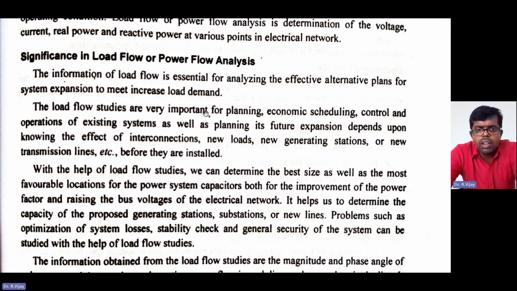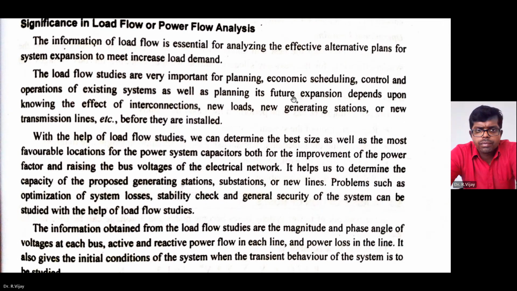Next, control and operations of the existing system, as well as planning for future expansion, depend on the effect of interconnection. Okay, the effect of interconnection, new loads, new generating stations and all. So we need to plan the interconnection like distribution lines. Say, for example, an 11 kilovolt line is there. If more industries are coming to that particular area, you need to extend that transmission line to some 33 kilovolt or 66 kilovolt, depending on the load. Like that we need to plan for the new interconnection.